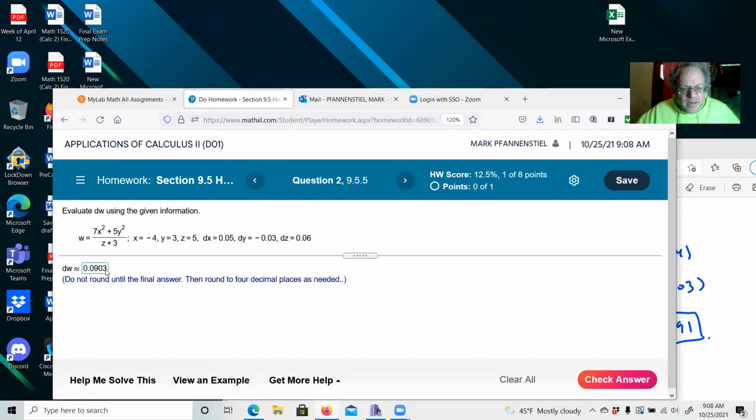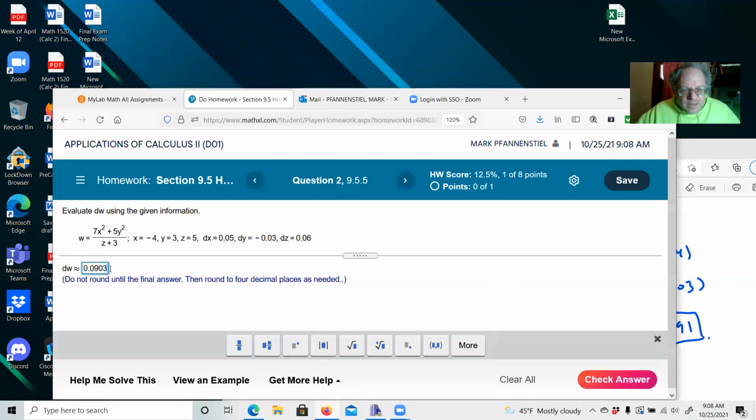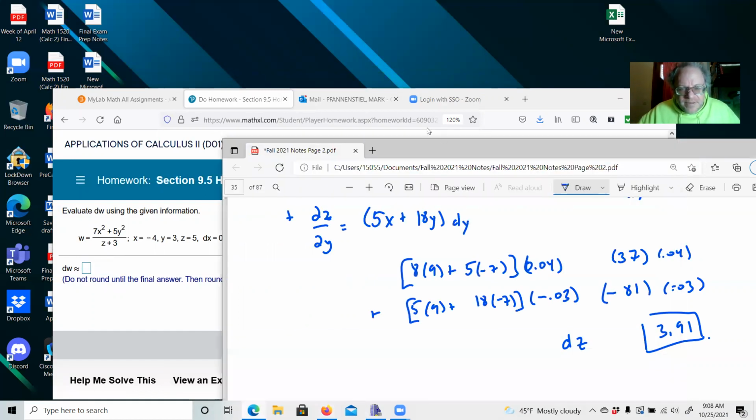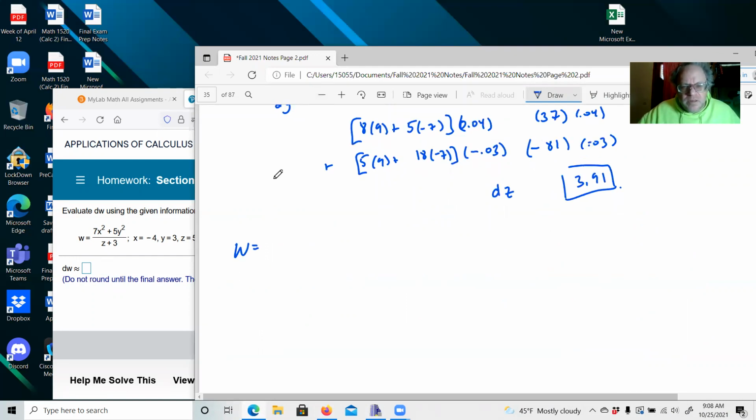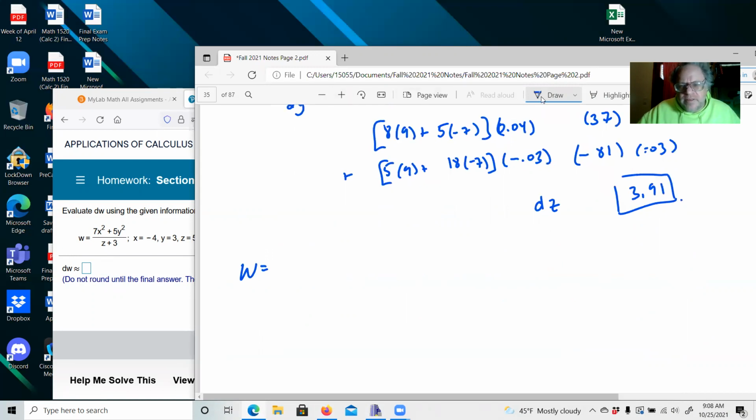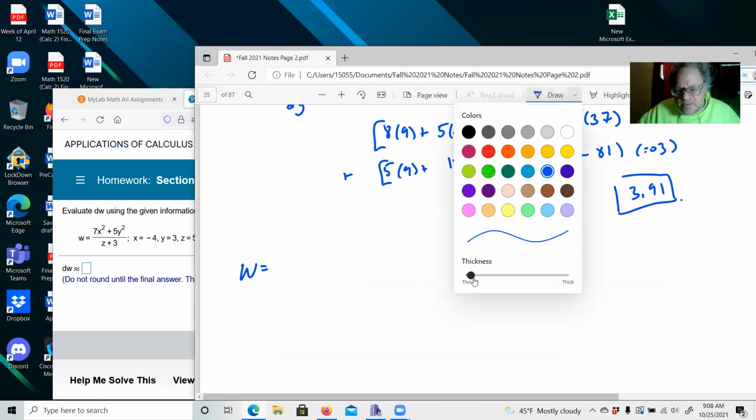So next one up here. Let's take a look at this one. This one's a little bit more complicated. So we have W is equal to, I wonder if I could do this. So let's do that and change this, kind of change the thickness down a little bit.